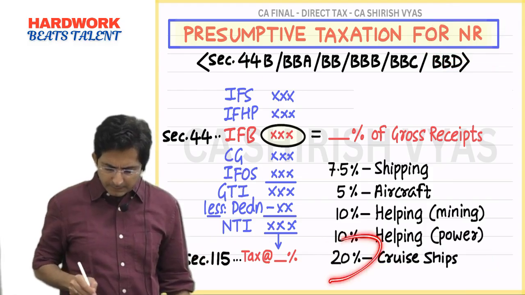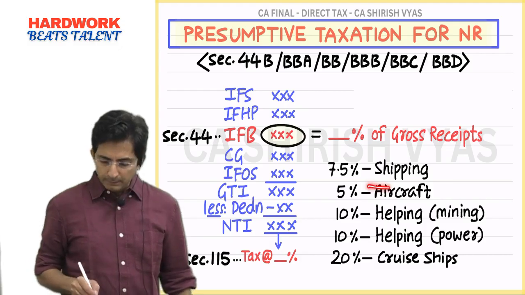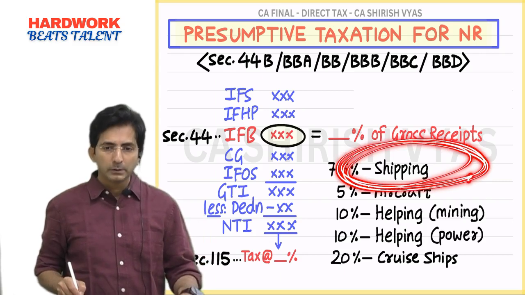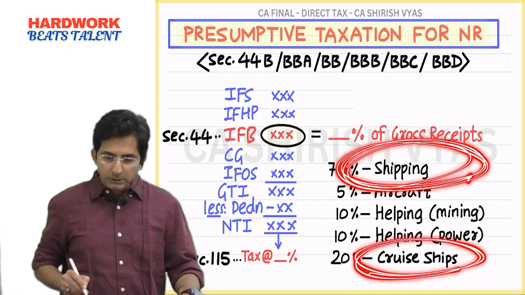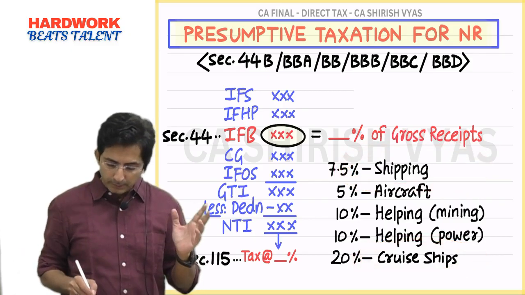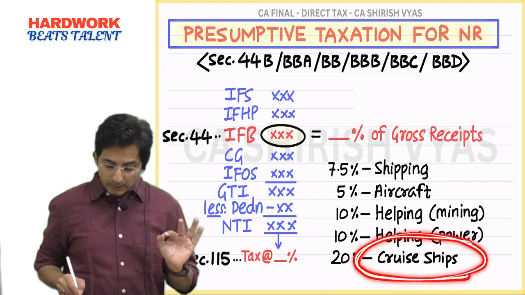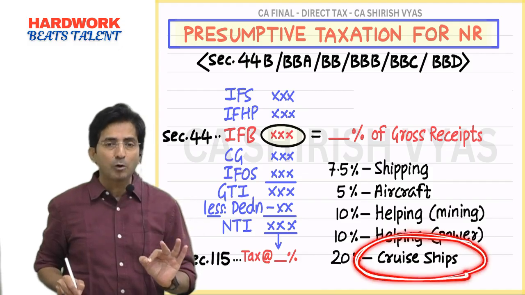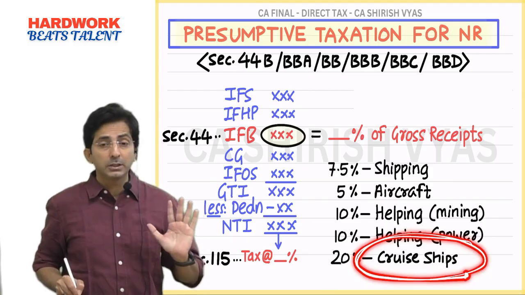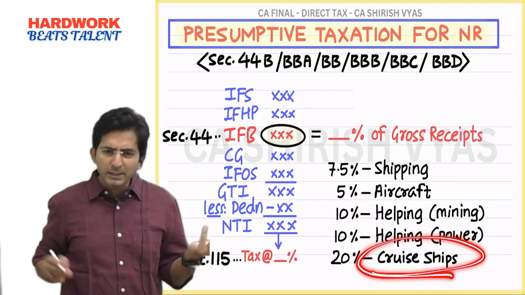Then the percentage is 20%. What is cruise ship? See, this shipping business was shipping of cargo, goods. But cruise shipping is different. In normal shipping also there is goods and passenger, but here only passenger, and the passengers are for commercial or leisure tour. It is for leisure. It is tourism. This is personal travel for leisure purpose.